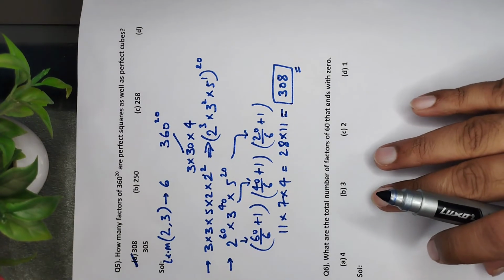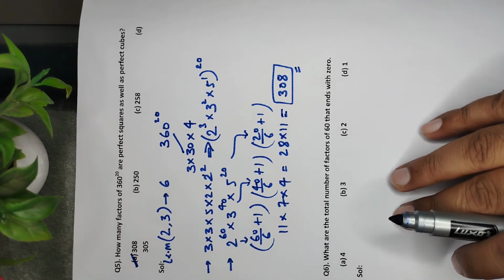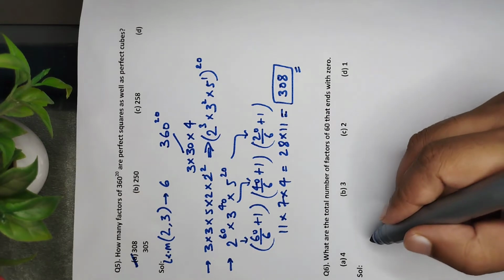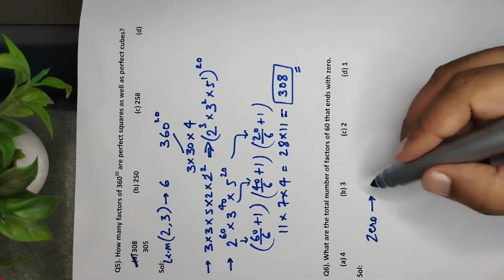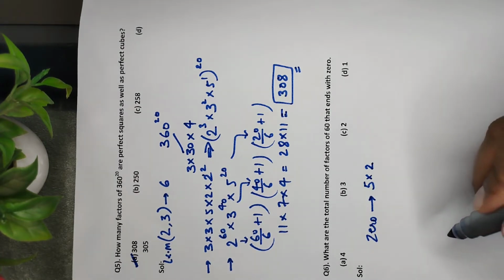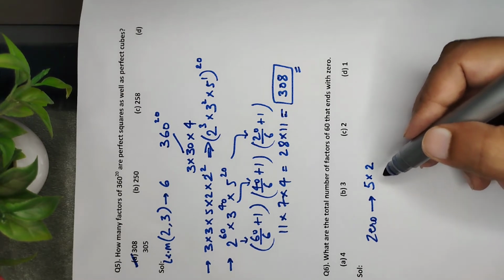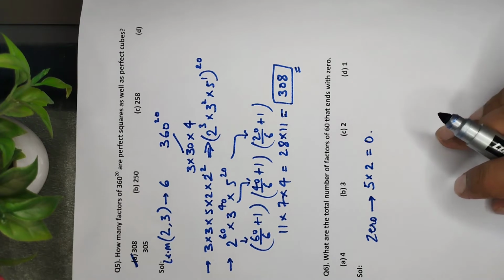Let us see this question number 6. The question is, what are the total number of factors of 60 that end with 0? Now what does this mean? Ends with 0. We know that we get 0 only when we multiply 5 with any even number, and the smallest even number is 2. That is, when we multiply 5 with 2, we always get a 0.